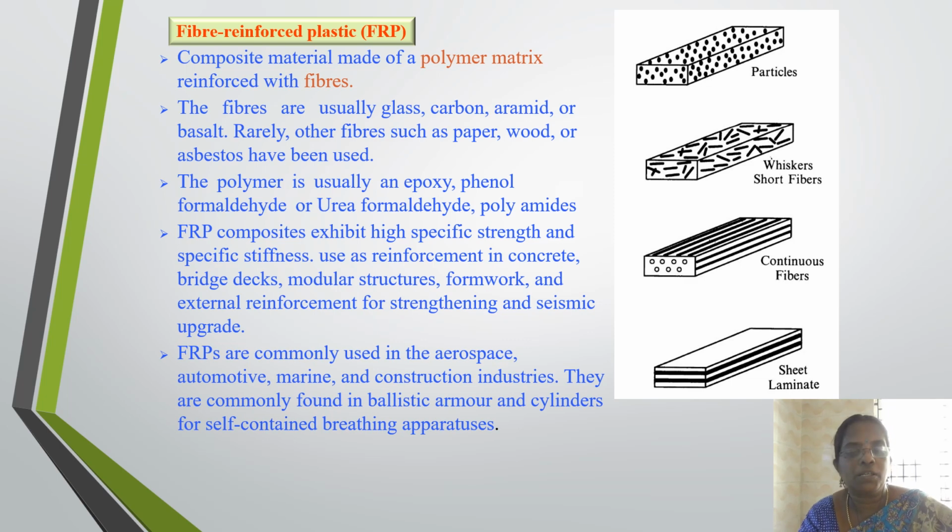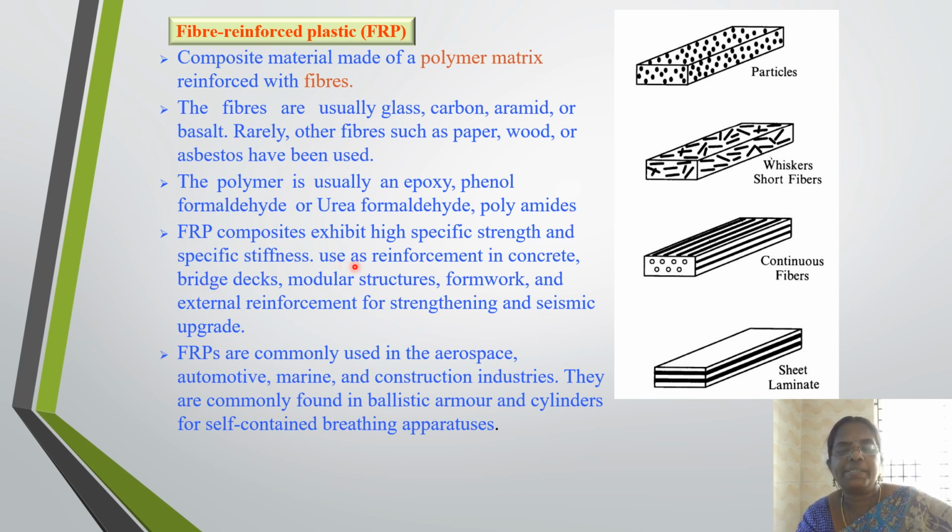FRP, fiber reinforced plastic. It is made up of a polymer matrix and a reinforcing phase, the fiber, right? So what are the types of fibers used? It is glass, it can be carbon, aramid, or basalt. Rarely, certain other fibers like paper, wood, asbestos can also be used. The polymer matrix is usually epoxy, phenol formaldehyde, urea formaldehyde, or polyamides.